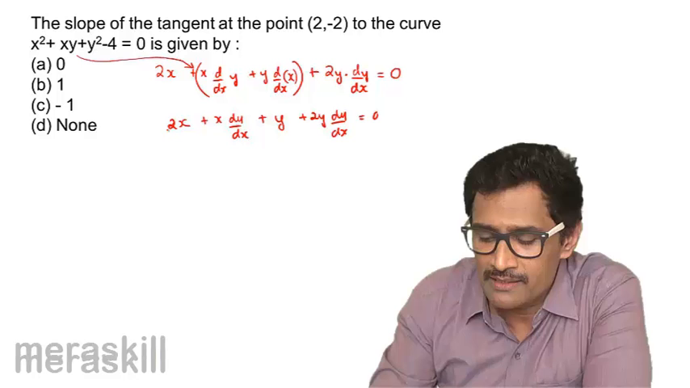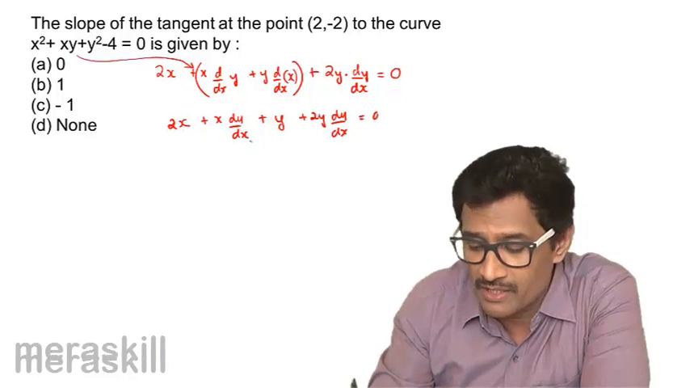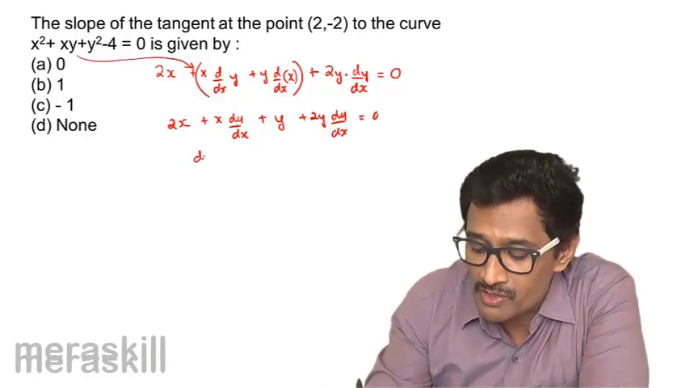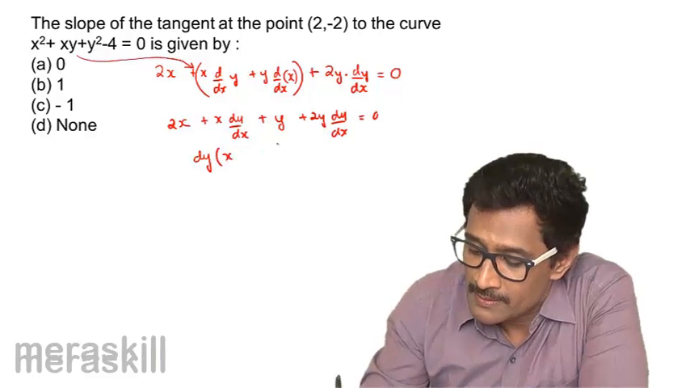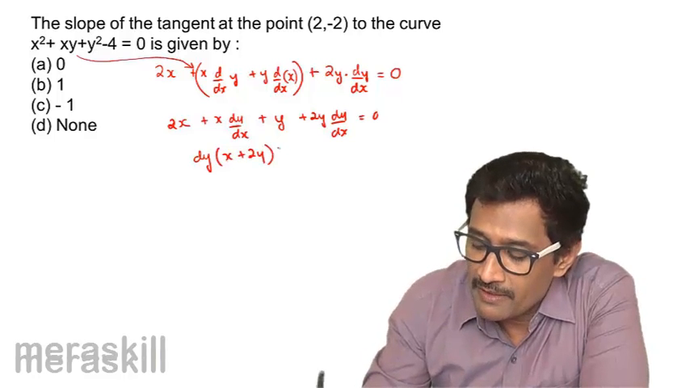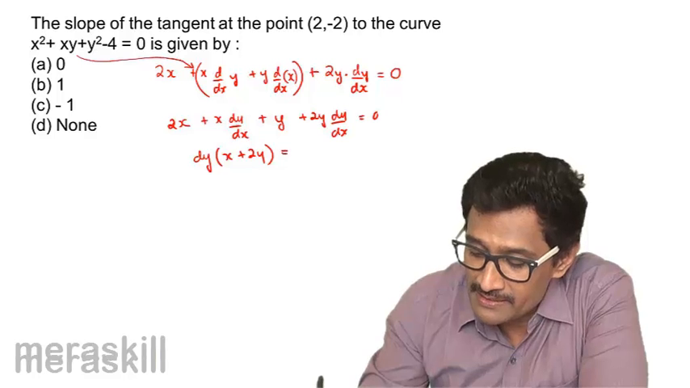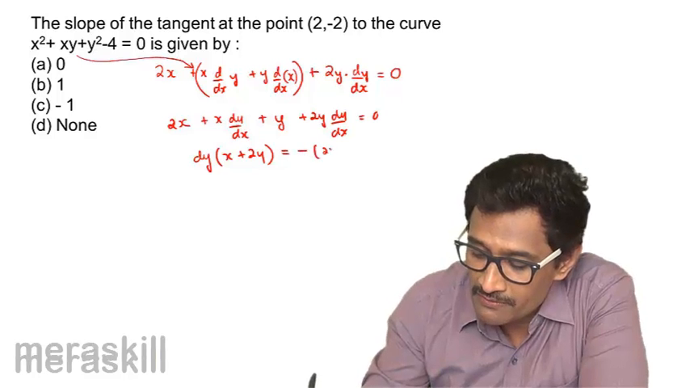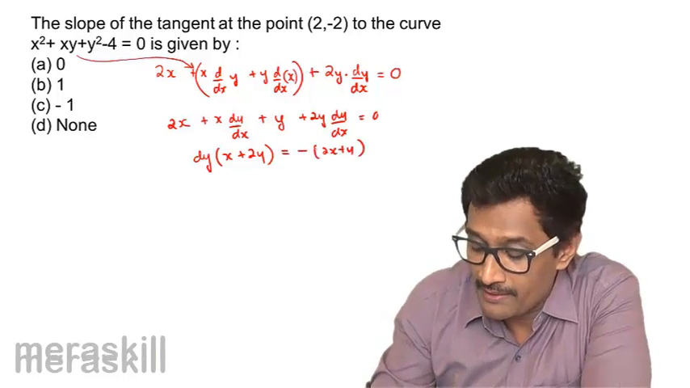So we can substitute x as 2 and y as minus 2 over here itself, but let's do it the other way around, because often we are going to come across cases wherein you may have to find dy by dx, and on the other side you have a minus of 2x plus y.